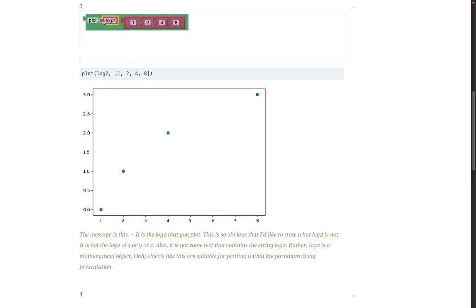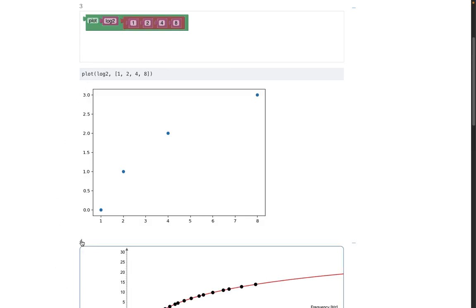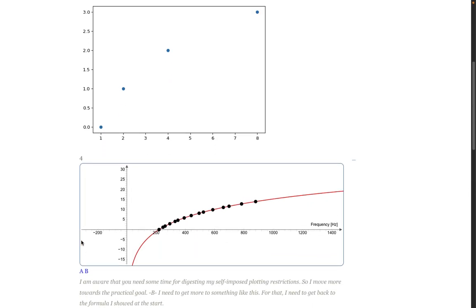The message is this. It is the log2 that you plot. This is so obvious that I'd like to state what log2 is not. It is not the log2 of x or y or z. Also, it is not some text that contains the string log2. Rather, log2 is a mathematical object. Only objects like this are suitable for plotting within the paradigm of my presentation. I am aware that you need some time for digesting my self-imposed plotting restrictions.